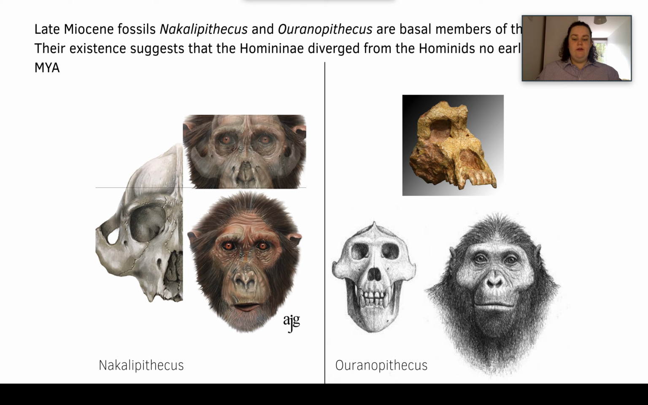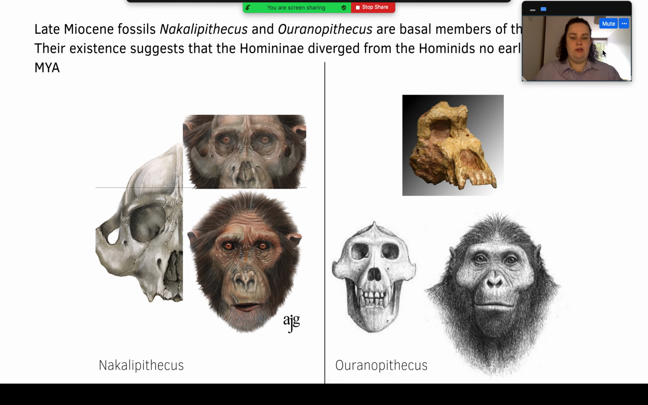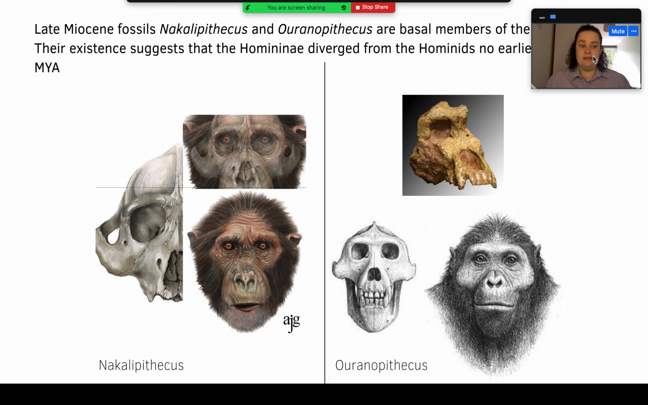And so we know that there are basal members of our genus, and these are late Miocene fossils of Nakalipithecus and Ouranopithecus. They are the basal organisms on our branch of the tree, and their existence suggests that Hominidae diverged from the humans no earlier than 8 million years ago.